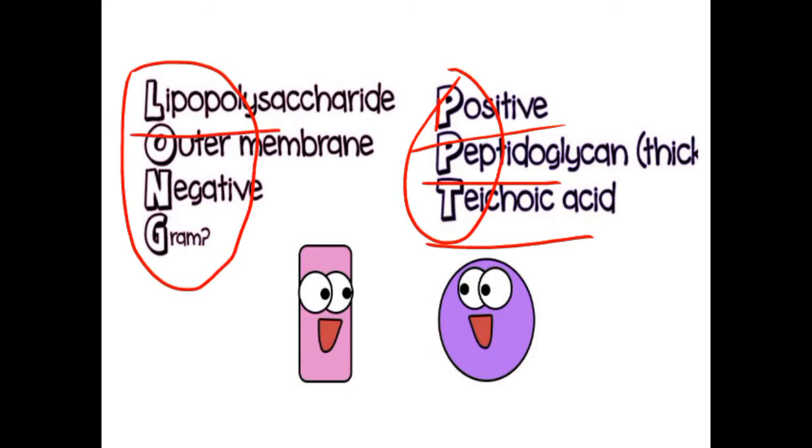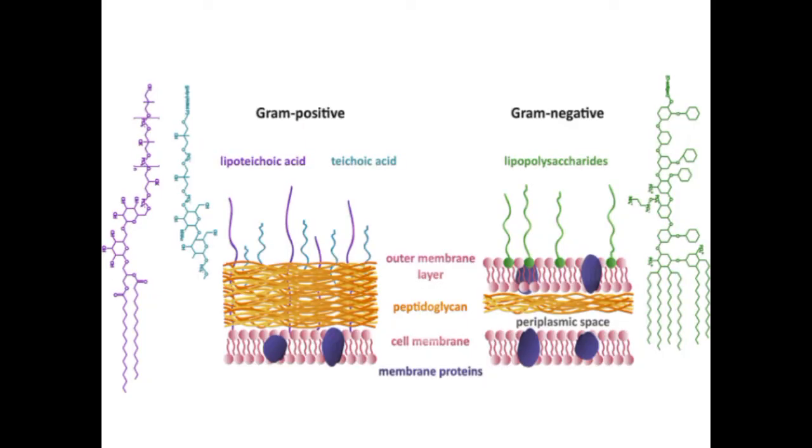L stands for lipopolysaccharide. As we have studied in a previous video, lipopolysaccharide is the outer membrane in gram-negative bacteria, and lipopolysaccharide is not present in gram-positive.